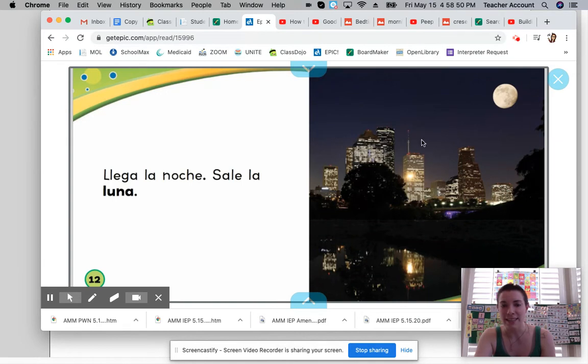Look at this city at night, la ciudad en la noche. Llega la noche, sale la luna. When nighttime comes, out comes the moon. We see la luna, the moon at night.